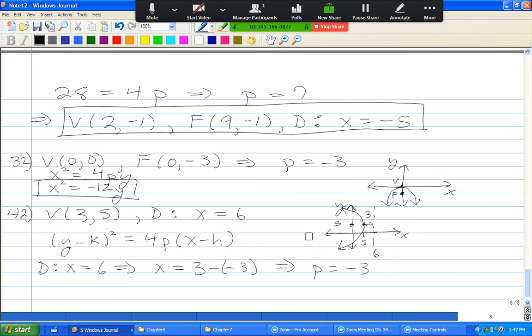Okay, so let's do this. So (y minus k), which is 5, squared, equals 4 times p. Well, 4 times 3 is 12, negative 12, (x minus h), which is 3. And that is the equation of your parabola.